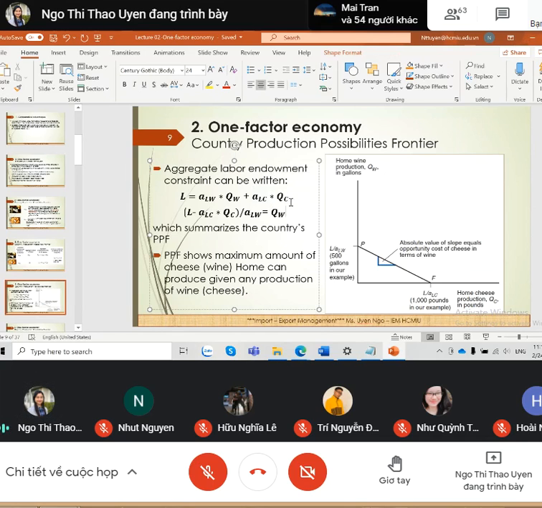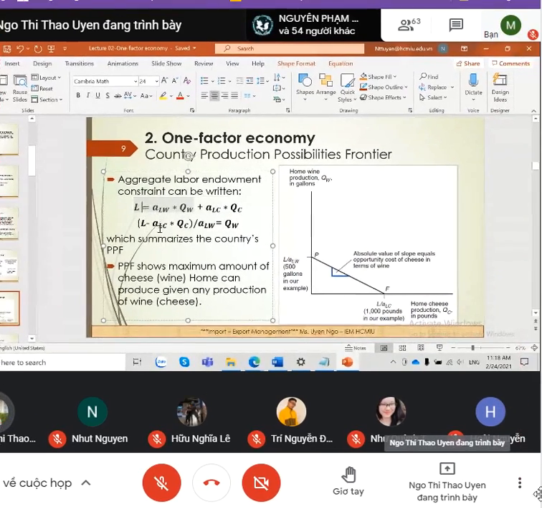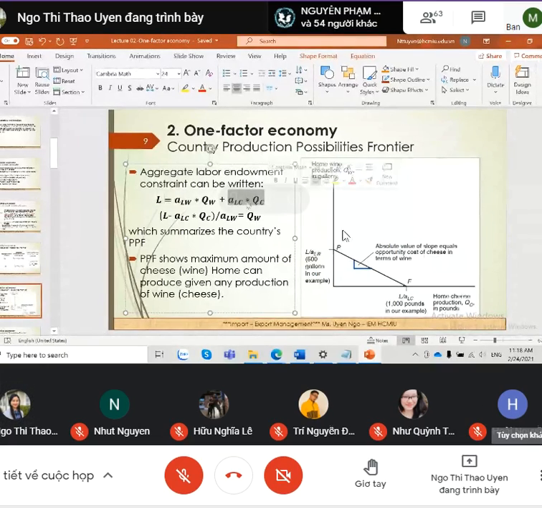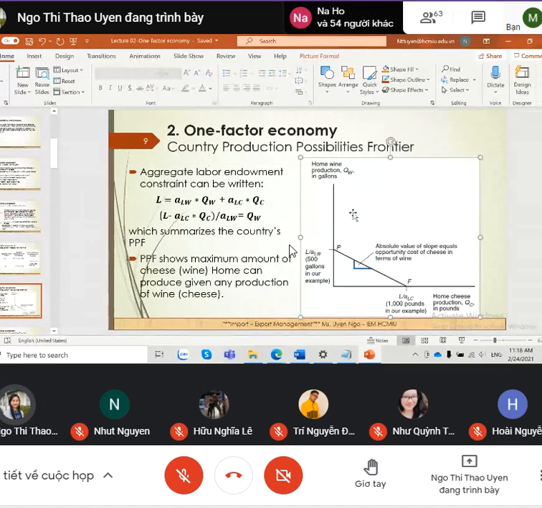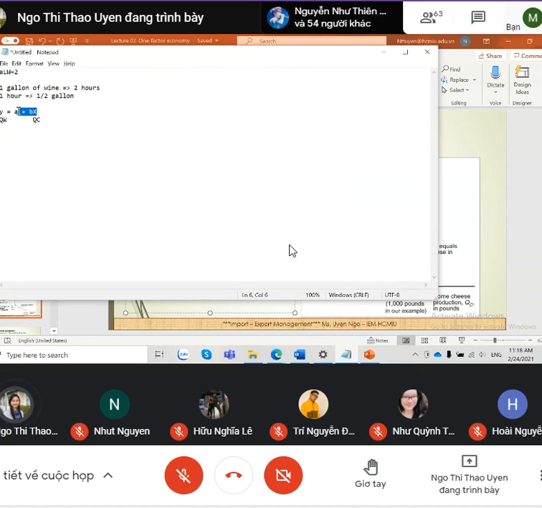So from this function, we can take it out to make L minus this term, divided by this term. So we have QW, which means QY. Now we have the relationship between QY and QC, so we can draw the production possibility frontier. So tell me, in this linear function, what is the slope?